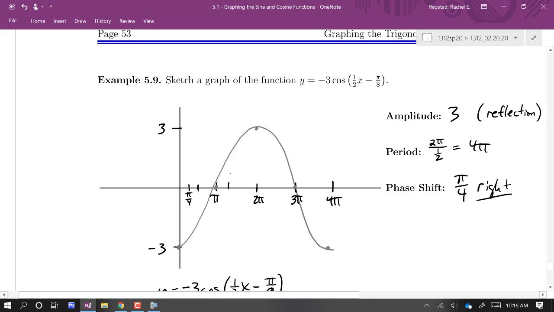If I move pi over 4 beyond pi, that's 5 pi over 4. Pi over 4 plus 2 pi: 8 pi over 4 plus pi over 4 is 9 pi over 4. 3 pi is 12 pi over 4, so if I add pi over 4, I get 13 pi over 4. And 4 pi is 16 pi over 4, so when I add pi over 4, I get 17 pi over 4. I'm just moving each of these points over.